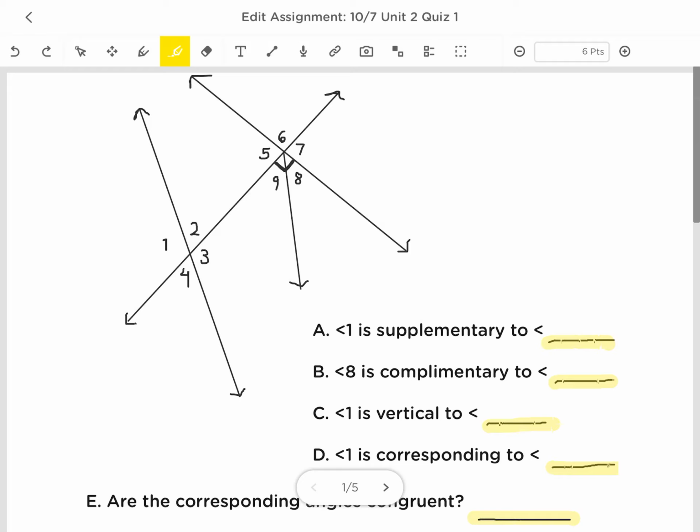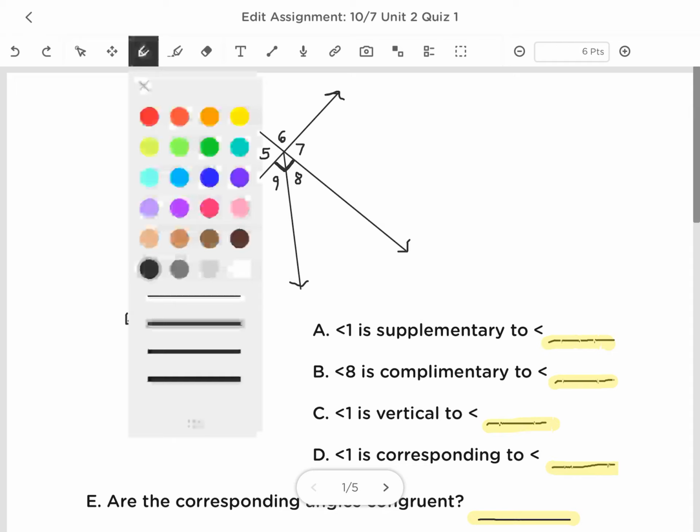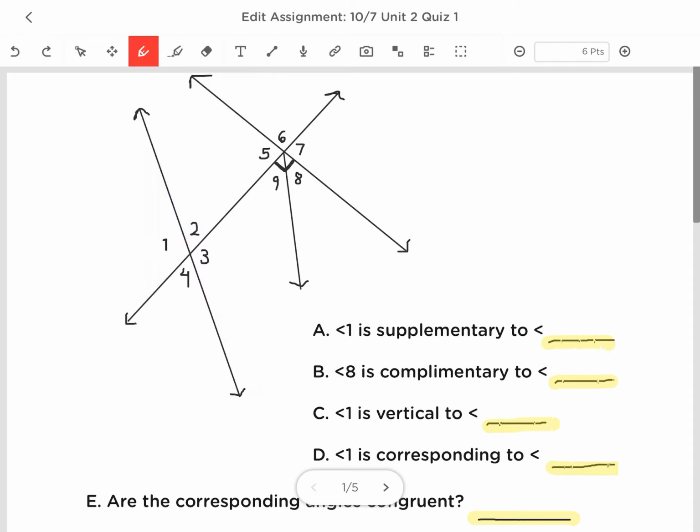So on this quiz, the first thing that we want to do is see which angle is supplementary to angle 1. There's two different answers for it. Angle 1 makes a straight line with angle 2, so we can say angle 2 is supplementary to angle 1. Or if we look at it a different way, we can say that angle 1 is supplementary to angle 4. Supplementary means that they add to 180 degrees, or a straight angle.